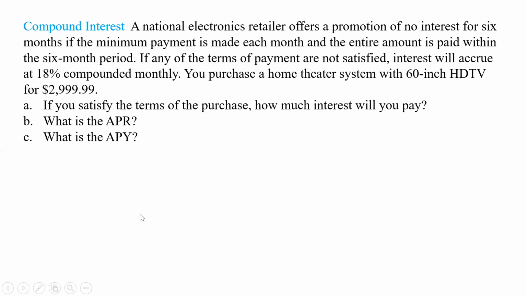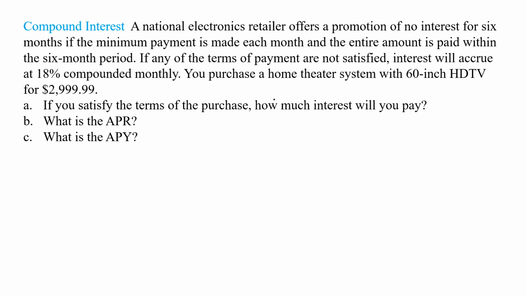So what we want to do is, on this one, it says a national electronics retailer offers a promotion of no interest for 6 months if the minimum payment is made each month and the entire amount is paid within the 6-month period. Now, if any of the terms of the payment are not satisfied, interest will accrue at 18% compounded monthly. So that's quite a high rate.